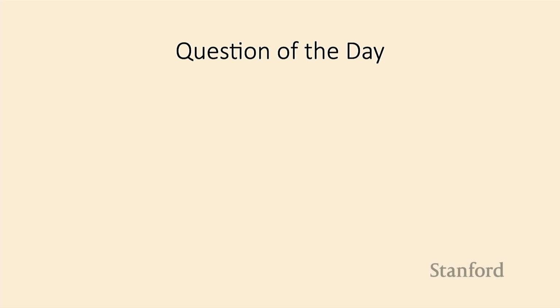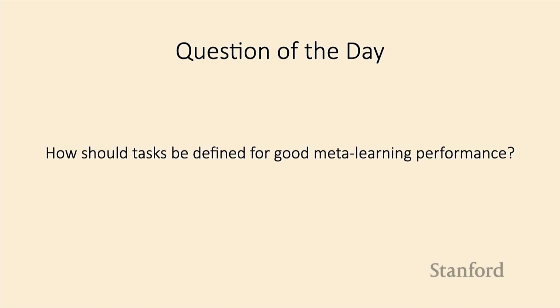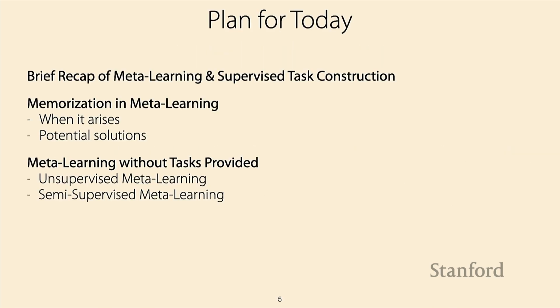Awesome. So today we're going to be talking about task construction, and really the question of the day will be, how should we define tasks for meta-learning in order to get good performance? This is going to cover both a problem that can arise in meta-learning, which is often referred to as memorization, and it happens when tasks are constructed in a particular way. And then we'll also talk about not just a problem, but also an interesting opportunity of trying to construct tasks from unlabeled data and augment the set of tasks that you have available.